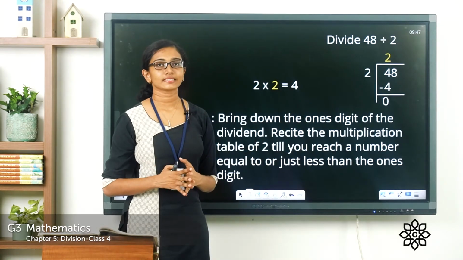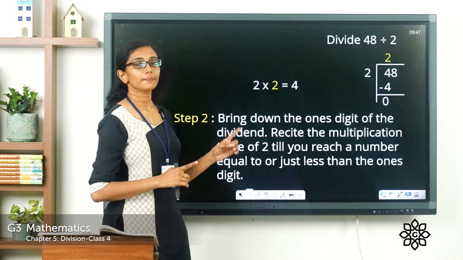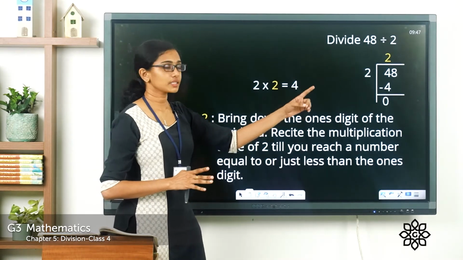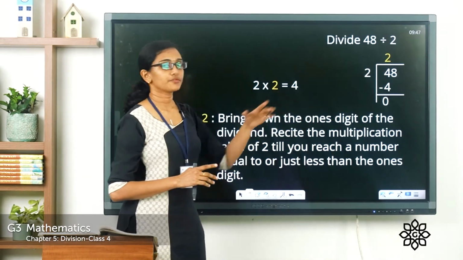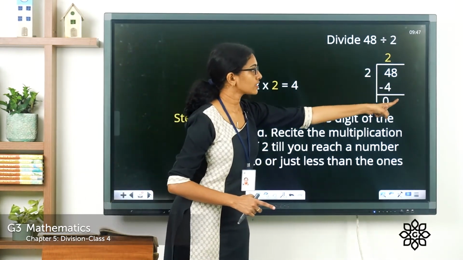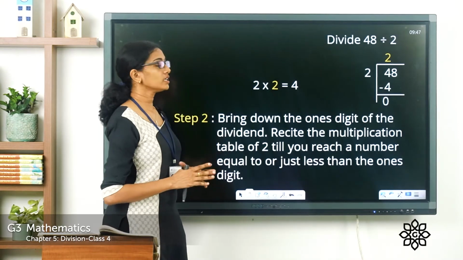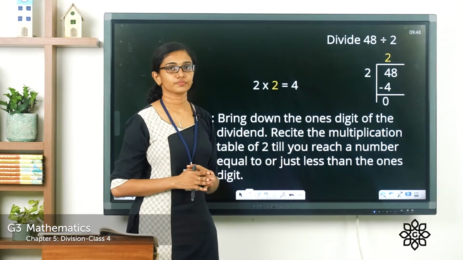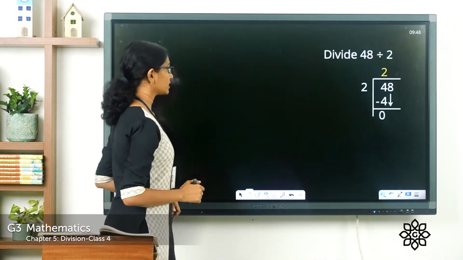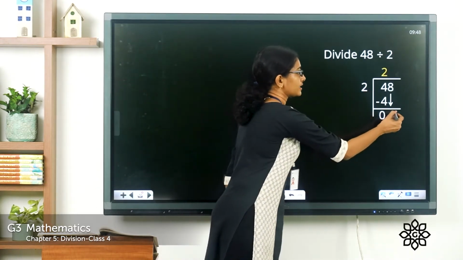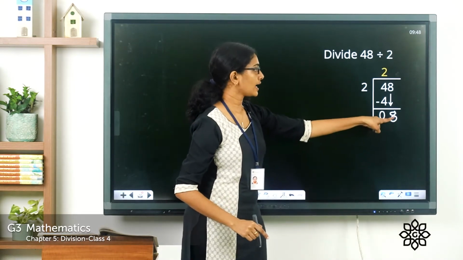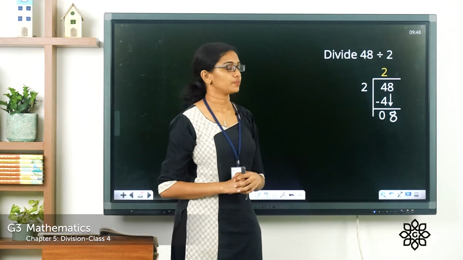Now, what is the next step? The next step is to bring down the next digit or the ones digit. And in this case, the ones digit is 8. So, you have to bring down this 8 to here and then you are going to divide that 8 by this 2. So, let's see how we can do that. We are bringing this 8 down and now we are going to divide this 8 by this divisor 2.